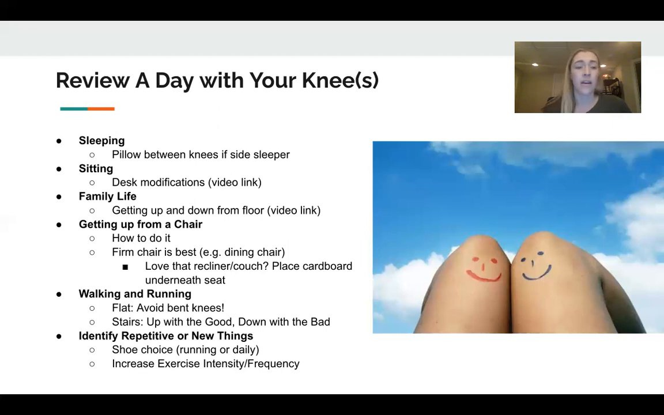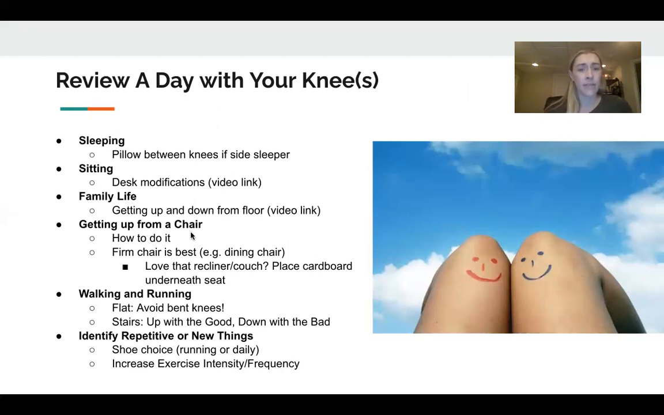People have a hard time with sitting, especially because a lot of people are working from home now and have to sit at a desk. I actually made a video at the beginning of the pandemic about how to set up your workstation. I'm going to share that link right now in the chat if you want to watch it later. Just some things you can do simply to make it a little easier on your knees.